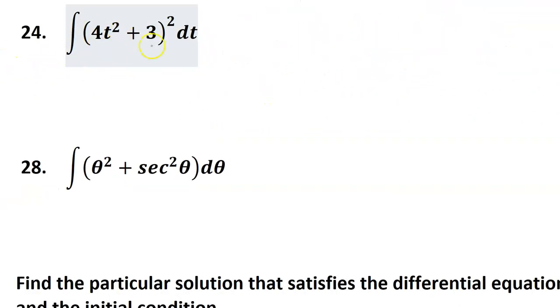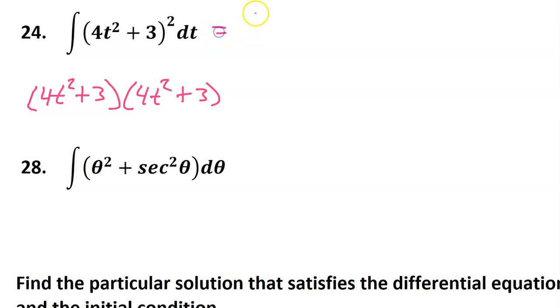So there is no chain rule of integration. So our best bet is to expand this binomial. Remember, when you have a binomial squared, you cannot simply square the two terms individually. Instead, you have to multiply 4t squared plus 3 times 4t squared plus 3.